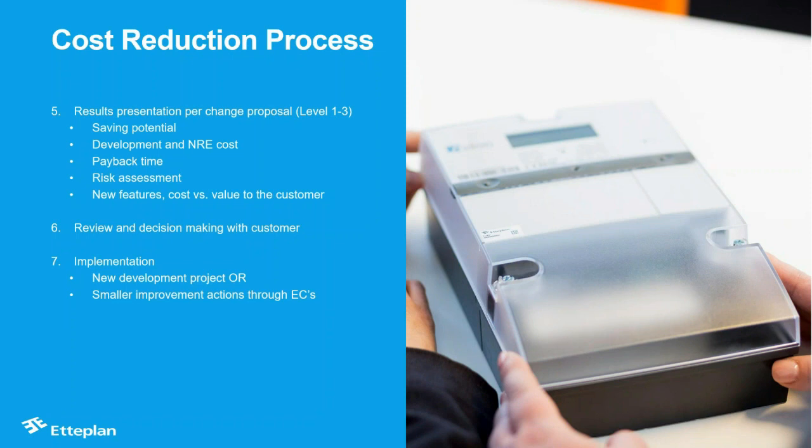And here we have 3 different levels of changes that will be implemented, and the next slide will be about that. But some of these reports will be based on the saving potential. How much would you save if you do this? Pretty simple. We put a price on development and non-recurring engineering costs to know how much this will truly cost or how long this will take in order for us to implement these changes that we've come up with.